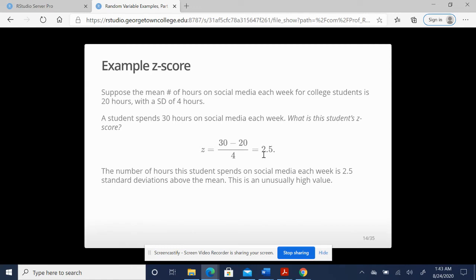Could it have been negative 2.5? Yes, and that would still count as unusually large. It would just be unusually small instead of unusually big in terms of this measurement, okay? Since this student's score is 2.5 standard deviations above the mean, we know that they spend more hours on social media each week than some of their peers do, okay? That's an unusually high value.